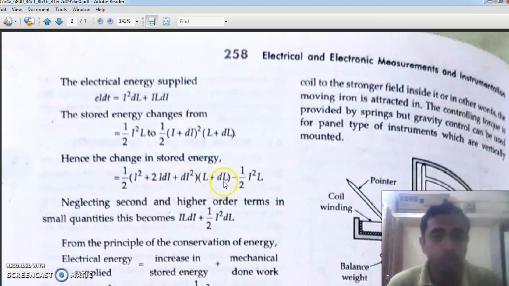Then opening again, this one is half I square dl, plus again the 2 and 2 get cancelled, I di dl. Again you can see that a smaller quantity is being multiplied with dl, so that quantity will be neglected. And again, half di square dl is a negligibly small quantity. So all higher order terms are neglected. After that we'll get I L di plus half I square dl as the change in energy stored.